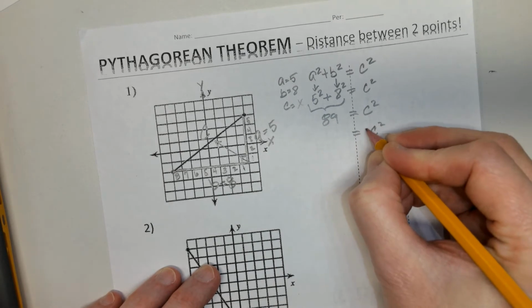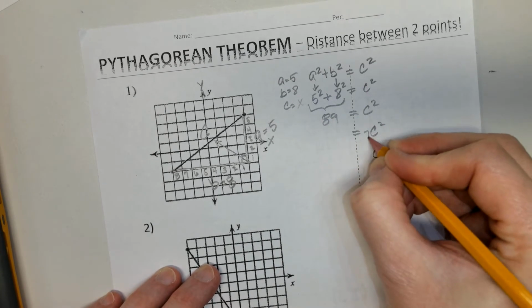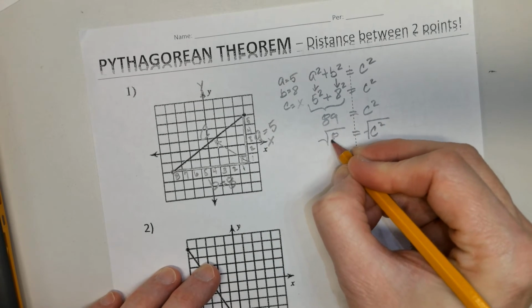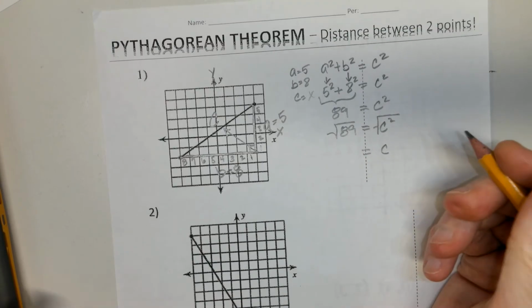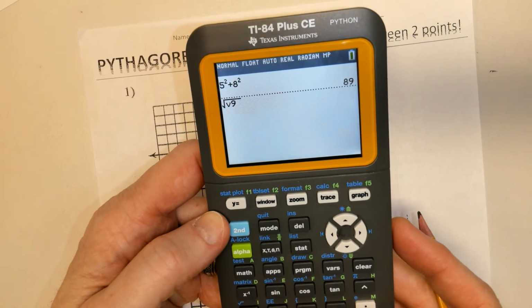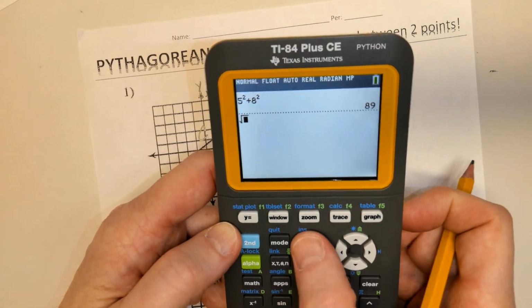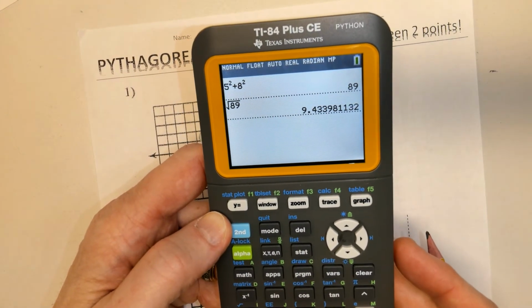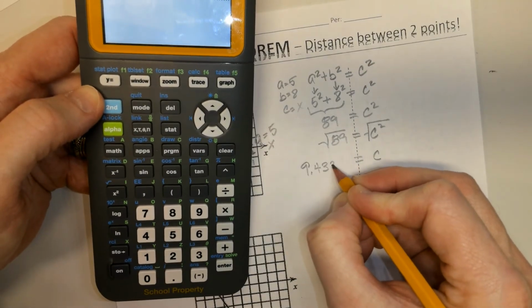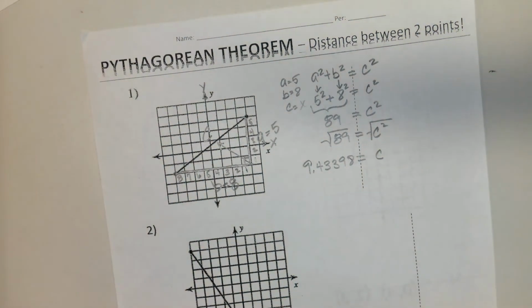So, to get from C squared to C, we would have to take the square root of C squared. And what we do to one side, we do to the other. So we have to take the square root of 89. Okay? So we simply come in here, we get our square root out, type in 89. And I've got this long decimal, 9.43398. We'll stop there.